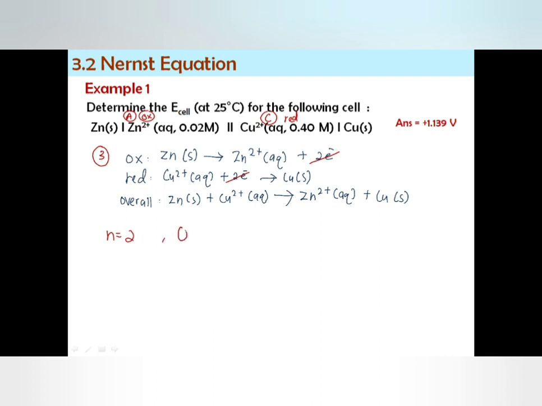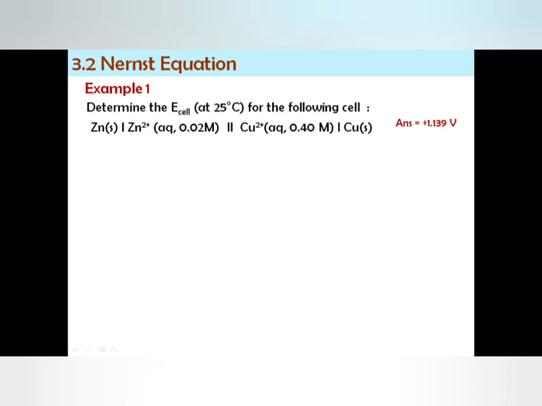Okay, next. Tujuan kita tulis overall ini juga untuk dapat nilai Q. Remember, Q, aqueous dan gas. This is aqueous, this is aqueous. Product over reactant. So, concentration for zinc 2 plus. Okay, ada kuasa tak? This is stoichiometry 1. Okay, so tak ada kuasa lah. Bahagi concentration of Cu2 plus. Okay, sudah dapat ini. Terus kepada step yang keempat, kita akan masukkan ke dalam formula.